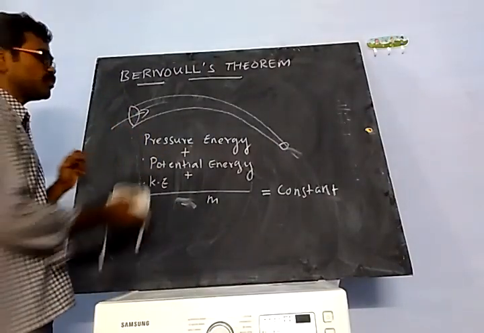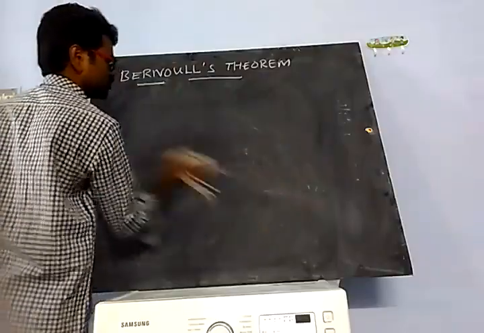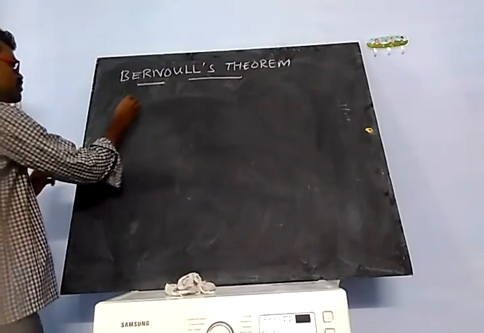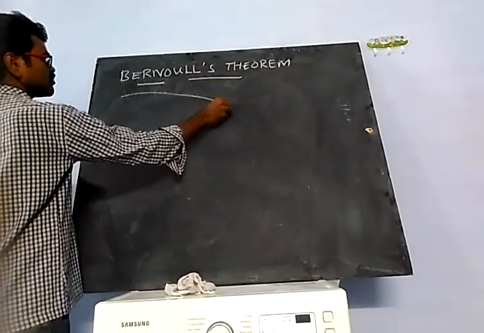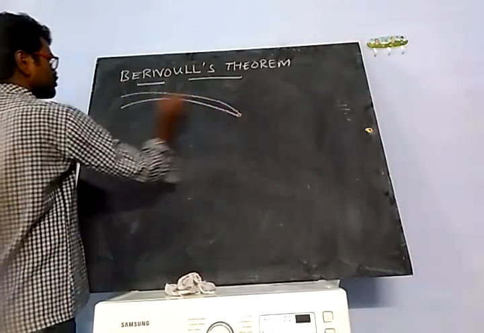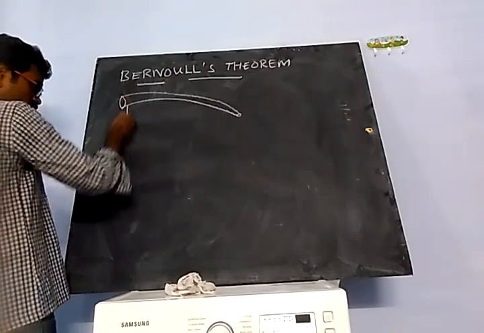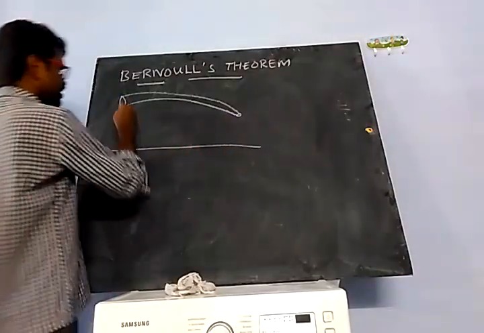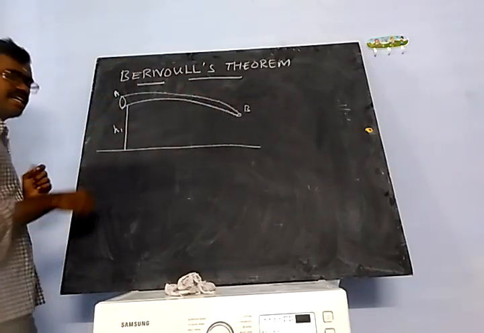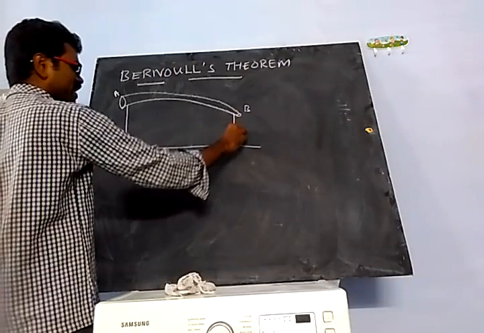Now we are going to prove this theorem. So how to prove it? Consider one pipe like this, placed at a certain height. This is point A and this is point B. Point A has the height h1, and point B, from the ground, has the height h2.